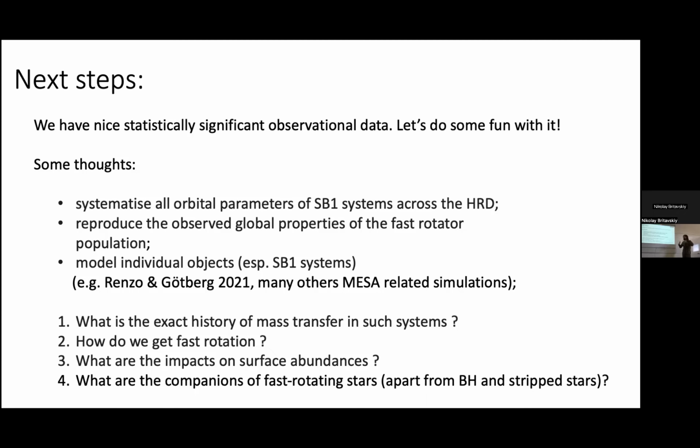Exactly. So initially we thought, because we were biased maybe even by theoretical predictions at the beginning, that most of them should be post-interacting binaries after mass transfer or mergers, with very small initial rotation. But if the companion is a low mass star, it would be the second companion, not the first.